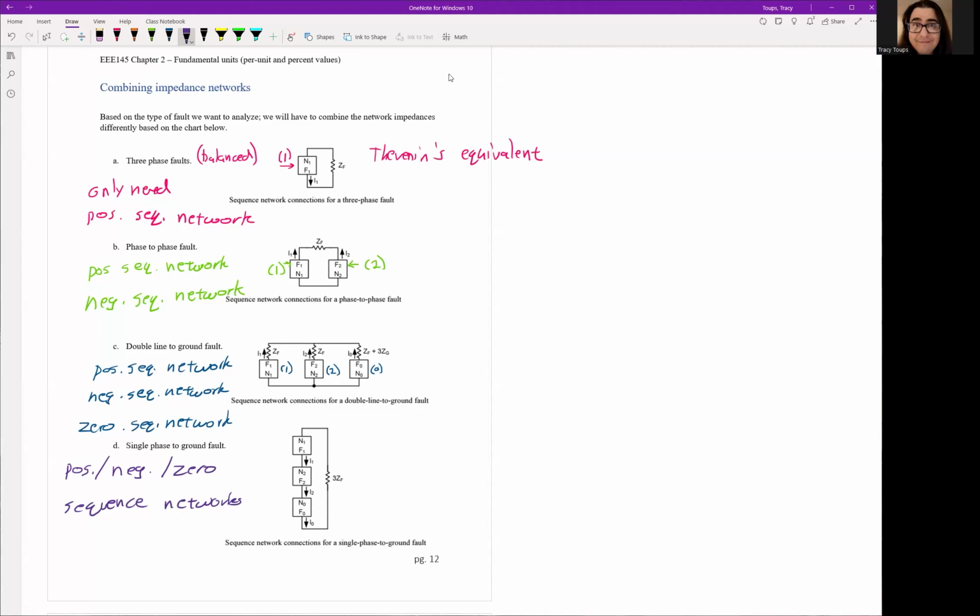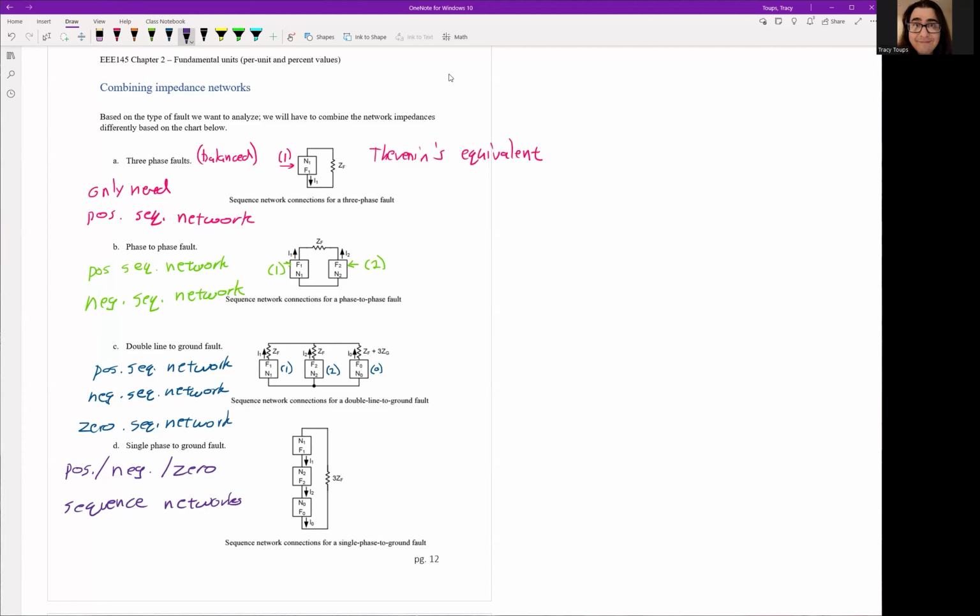For a single line to ground fault, this is in series. But as you can see, it depends on what type of faults you're going to look at. Now, remember, single line to ground faults are the majority of all the faults in the power system, so typically we end up looking at that. So you're most likely going to have to build all three networks.